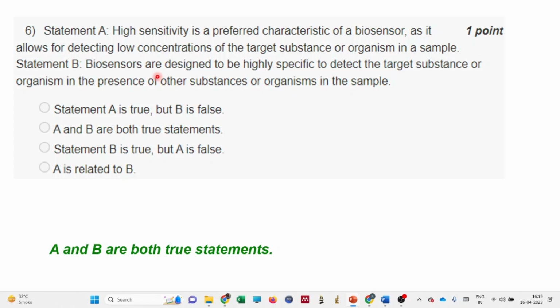analytes in a sample. For instance, a prostate specific antigen concentration of 4 nanogram per ml in blood is associated with prostate cancer, for which doctors suggest biopsy tests. Hence, sensitivity is considered to be a very important property of a biosensor. So the first statement is true.